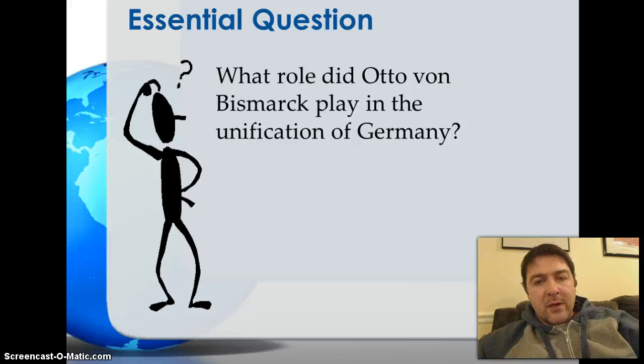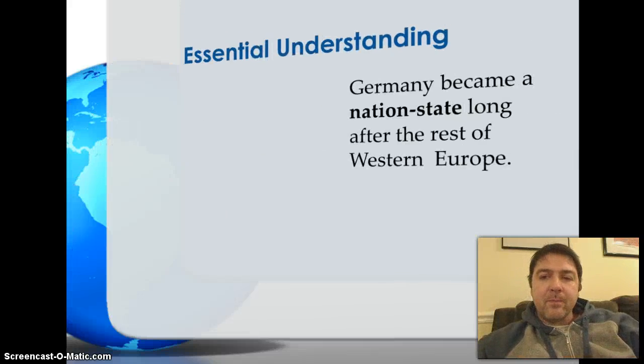unification of Germany? So in other words, if you're asked a question on a test about Bismarck specifically and what his role was in bringing many tiny German states together to form modern-day Germany, these are some of the things we'd want to be able to talk about.